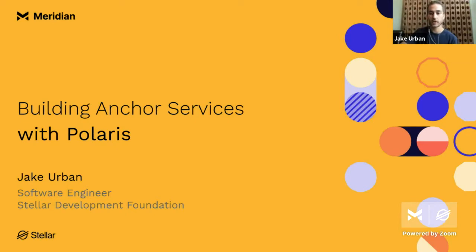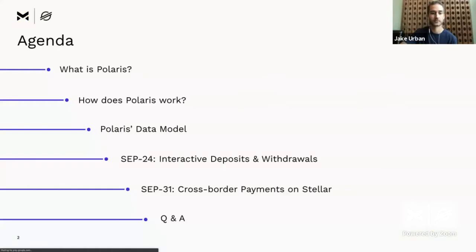And we're just going to jump right in. So this is our agenda. We're going to talk about what Polaris is, how it works, and then we'll dive deeper into Polaris's data model, and then how you'd go about implementing SEP 24 and SEP 31. At the end, if you have any questions, make sure you just type them into the QA bar up top of your chat window, and I'll be sent them and I'll answer your questions.